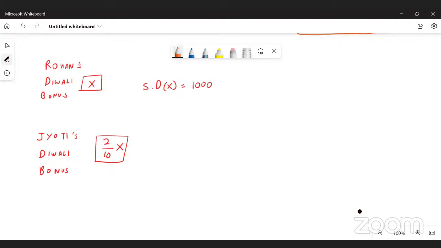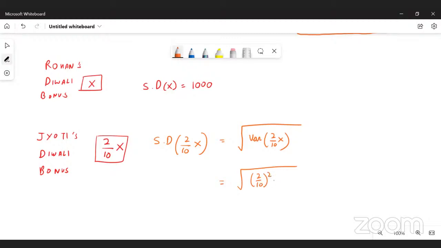Okay, see, it's really simple. You need to find the standard deviation of this variable, 2/10 times x, right? That is nothing but the square root of the variance of 2/10 times x. The square root of it would be (2/10) squared times the variance of x, and so the 2/10 comes out of the square root. What remains is the standard deviation of x. That's how you can simply proceed, starting with what's given in the question. So I don't need to calculate the variance.